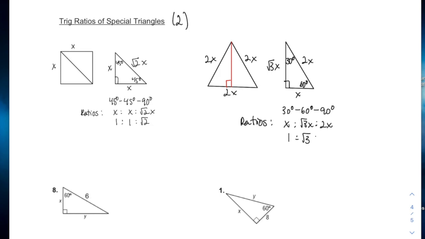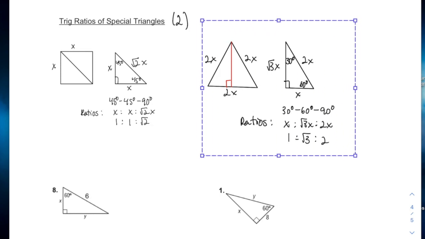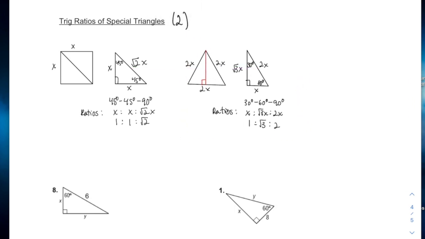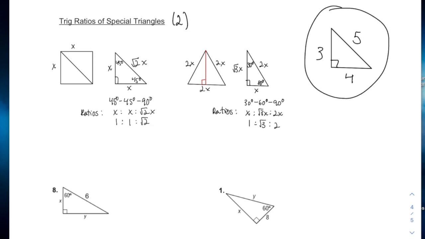And we know the ratios of sides of this triangle are x to root 3x to 2x, or 1, root 3, 2. And by the way, I just want to remind you that although the 3, 4, 5 triangle is kind of neat in that the side lengths are integers, it is not considered a special triangle because the angles end up being very ugly. Okay, so how does this help us solve these problems?